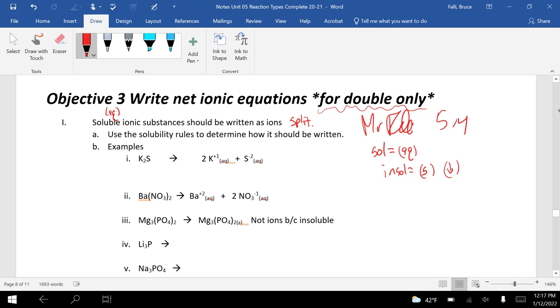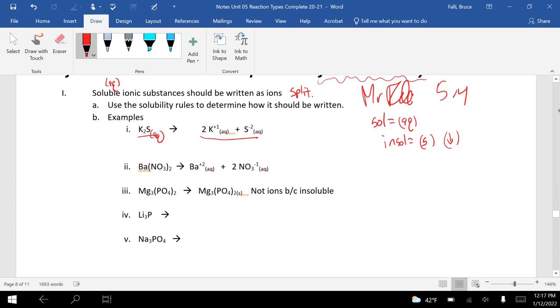So if I'm looking at this, K2S. K is a group 1, right? So because it's group 1, this is aqueous. So it really shouldn't be written as K2S aqueous. It should be written like this, split apart. Aqueous means dissolved in water. And dissolved in water means you've turned into ions.